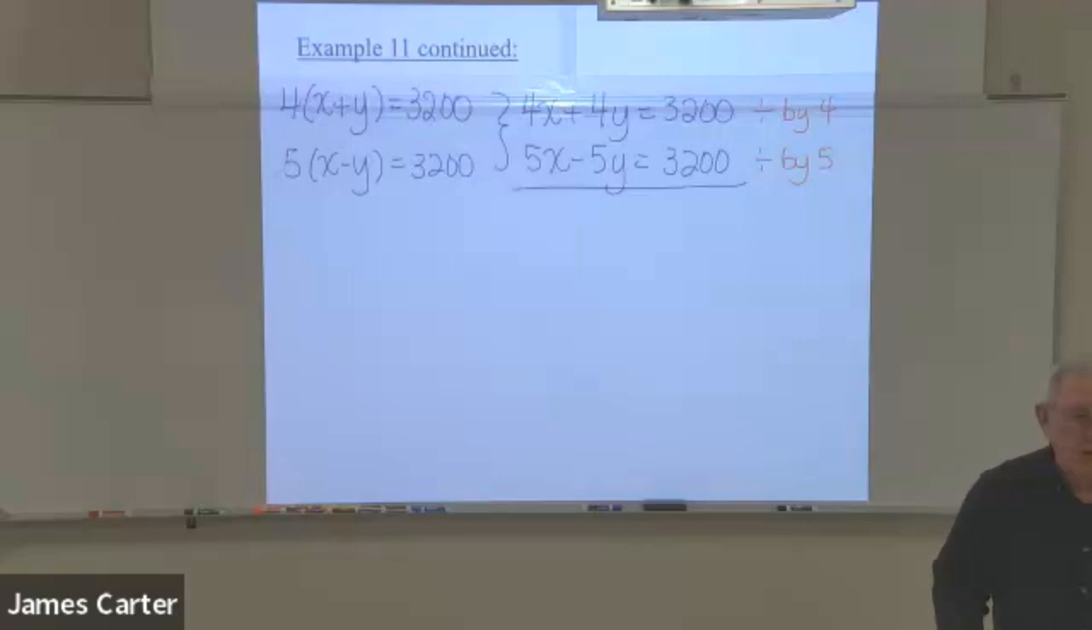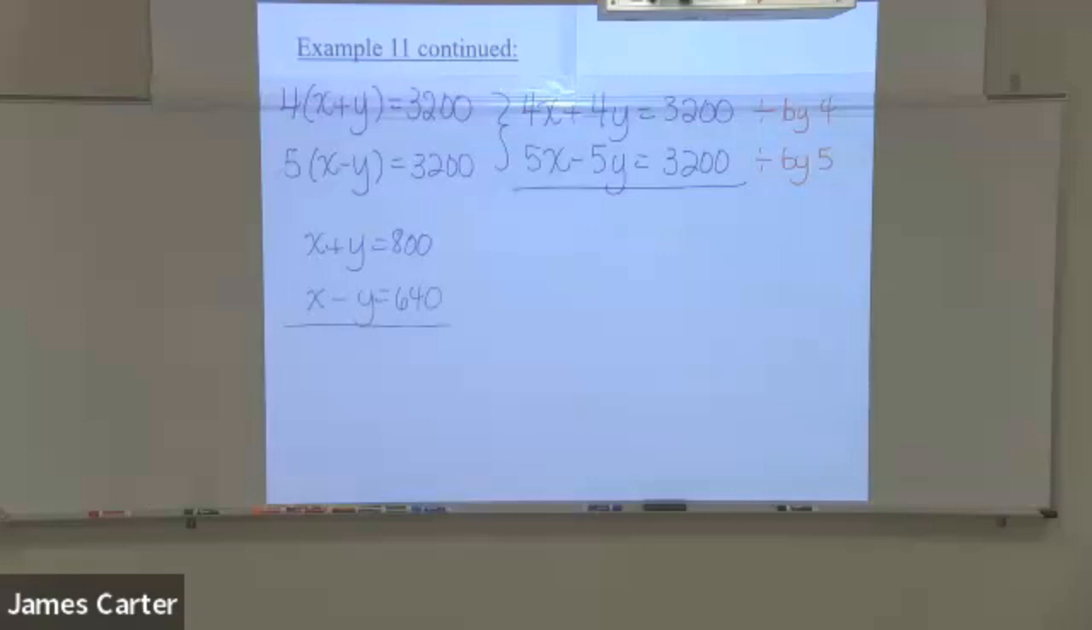Here's a new trick. We could do this by 4 and have the 20s and the opposite pair and subtract. But look what they did here. In this case, they divided by 4 and divided by 5. 4 times 8, 5. The 5 goes into the 200 part of that. So they did that, and this is what these two equations became.